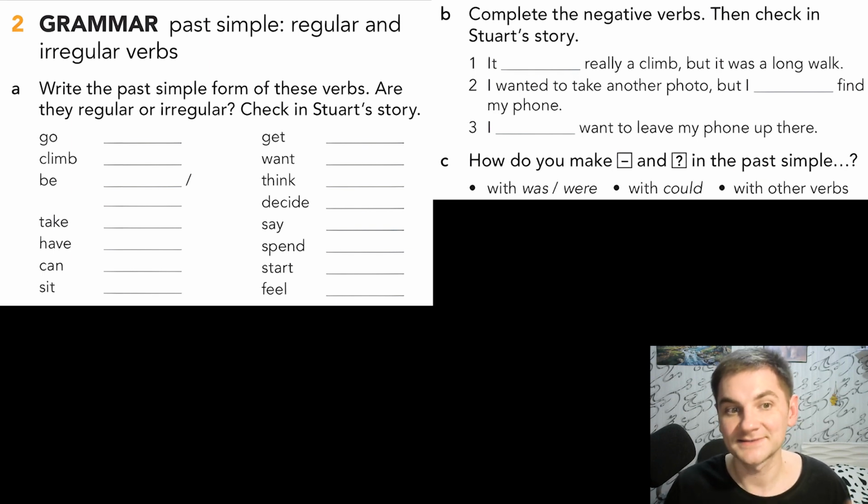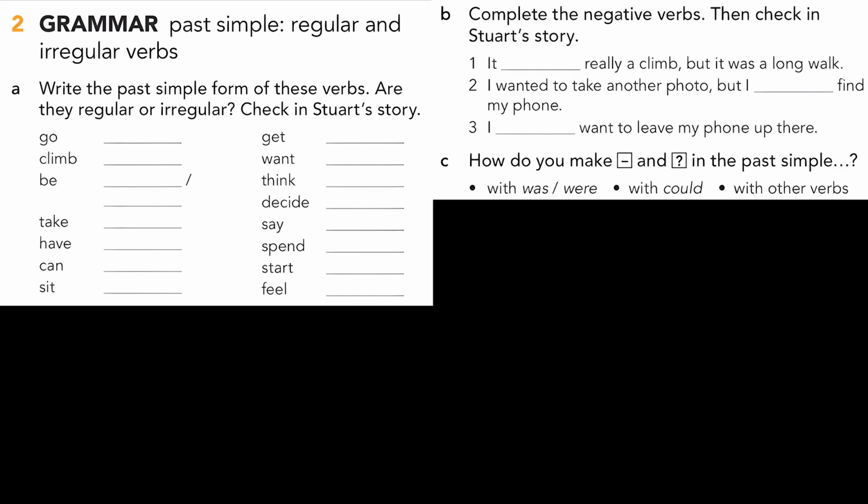There are a couple of extra tasks, like B. Complete the negative verbs, then check in Stuart's story, and so on. Kind of negative, if you remember, of course. And part C. How do you make negative and question in the past simple? With was, were, with could, with other verbs. Try to do this. If you can't remember something particular, it's okay. Your goal is to do as much as you can, as much as possible, and then you can check yourself and your ideas. Let's go.